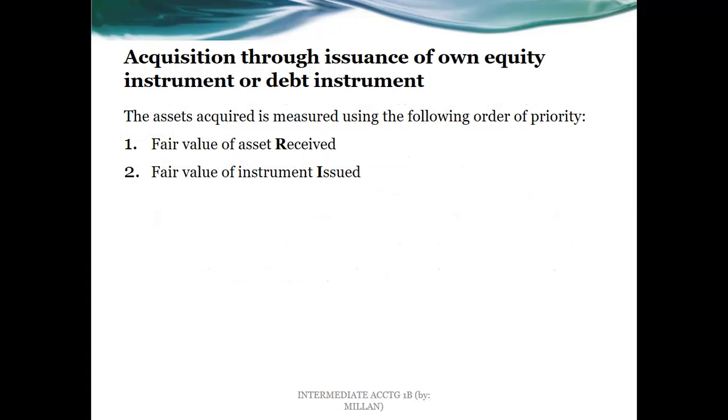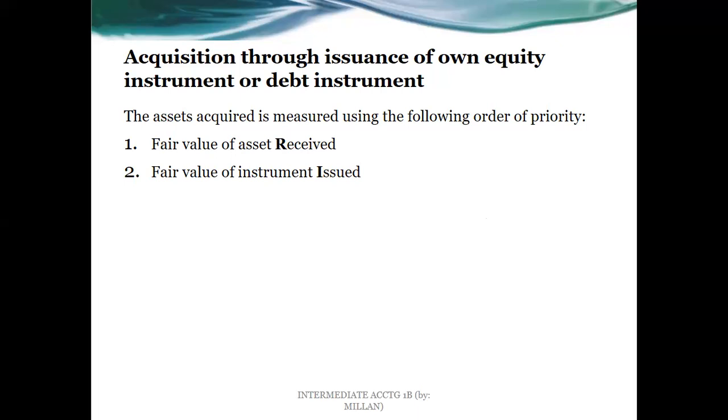However, let us take note that it might be different for the debt instrument. So this is true for the equity, wherein we prioritize the fair value of asset received. But for the debt instrument, the first item will be the fair value of the debt instrument issued, followed by our fair value of asset received. And that's how that instrument is unique.